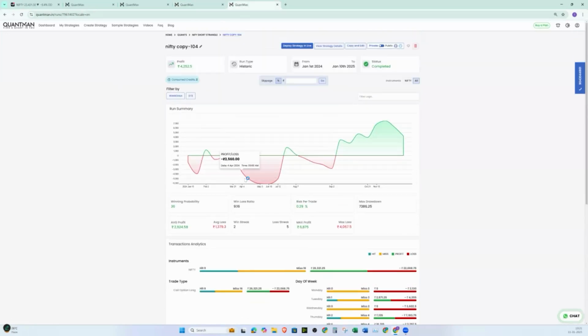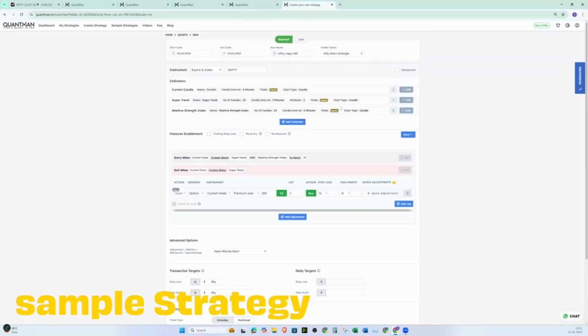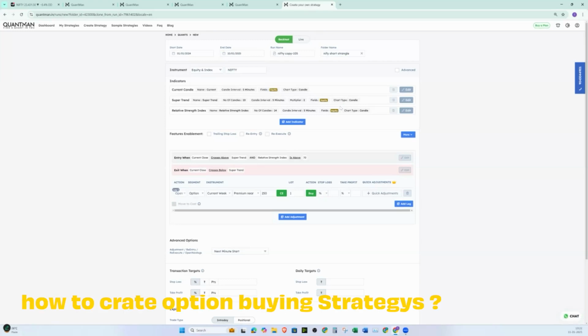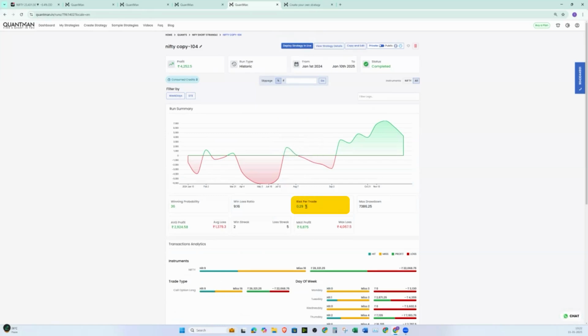Now I am adding one more indicator. Actually, I am creating a sample strategy. This is not a best or better performing strategy in the live market. I told you how to create option buying strategies in Quantman by adding indicators one by one to optimize the result, to improve the strategy efficiency and RPT. Just now we improved the RPT to 0.29.